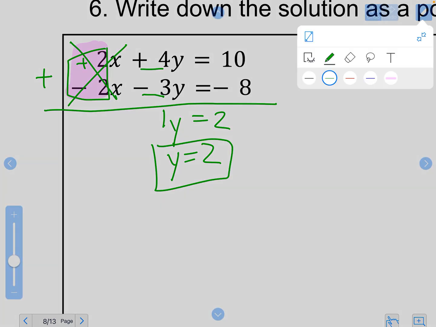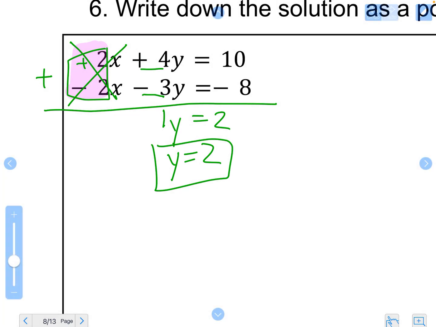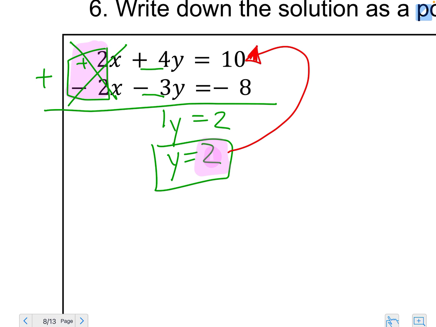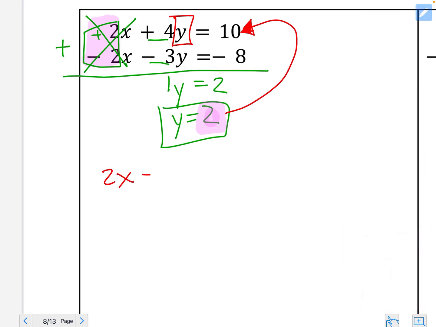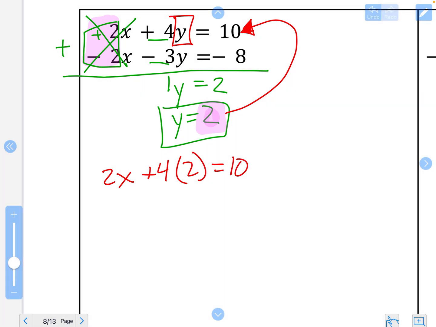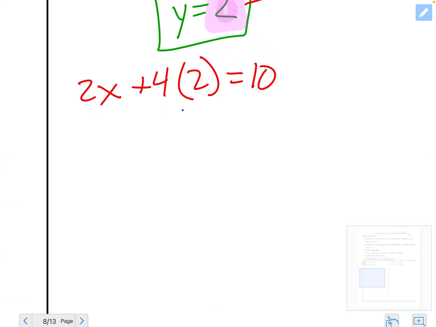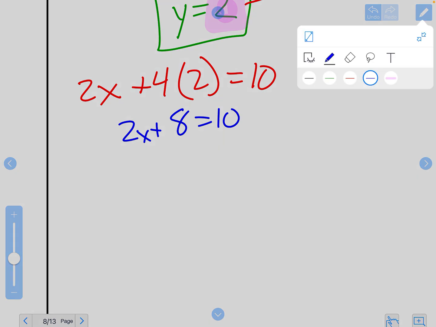So now we need to use the steps that we did yesterday. Because our y equals 2, we now need to substitute or replace this 2 into one of our equations. So because y equals 2, I'm going to draw a box around my y, and I'm going to rewrite that first equation: 2x plus 4. When I hit my box, I use my parentheses, and instead of y, I'm going to write down 2. So now we can solve this equation like normal. 4 times 2 is 8. So 2x plus 8 equals 10.